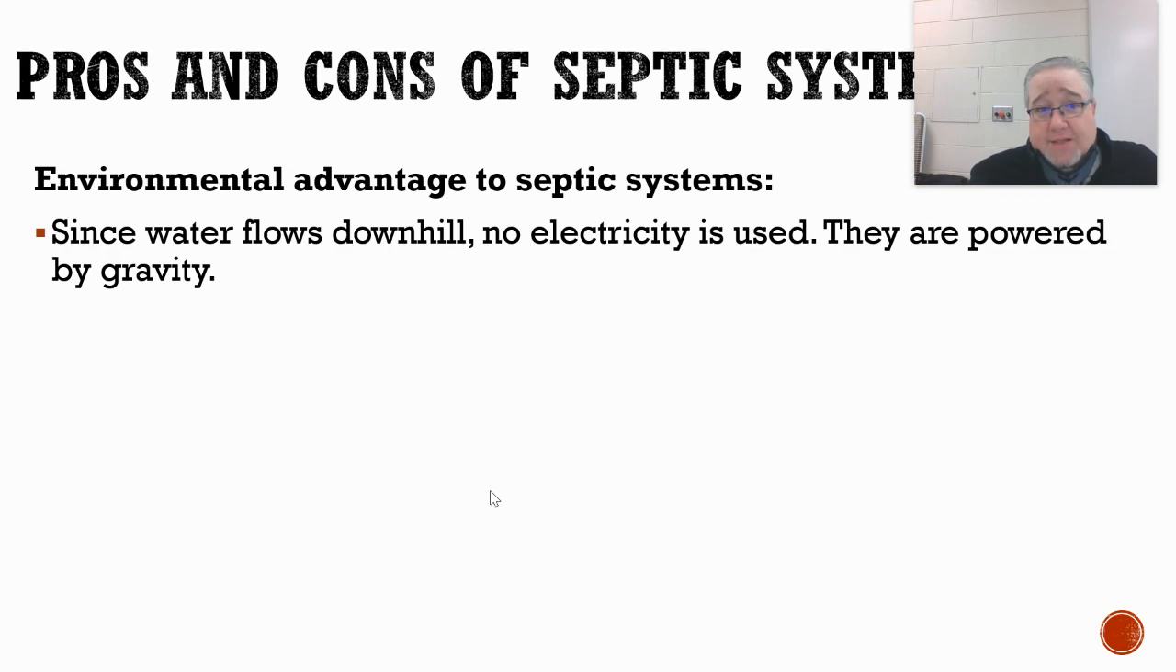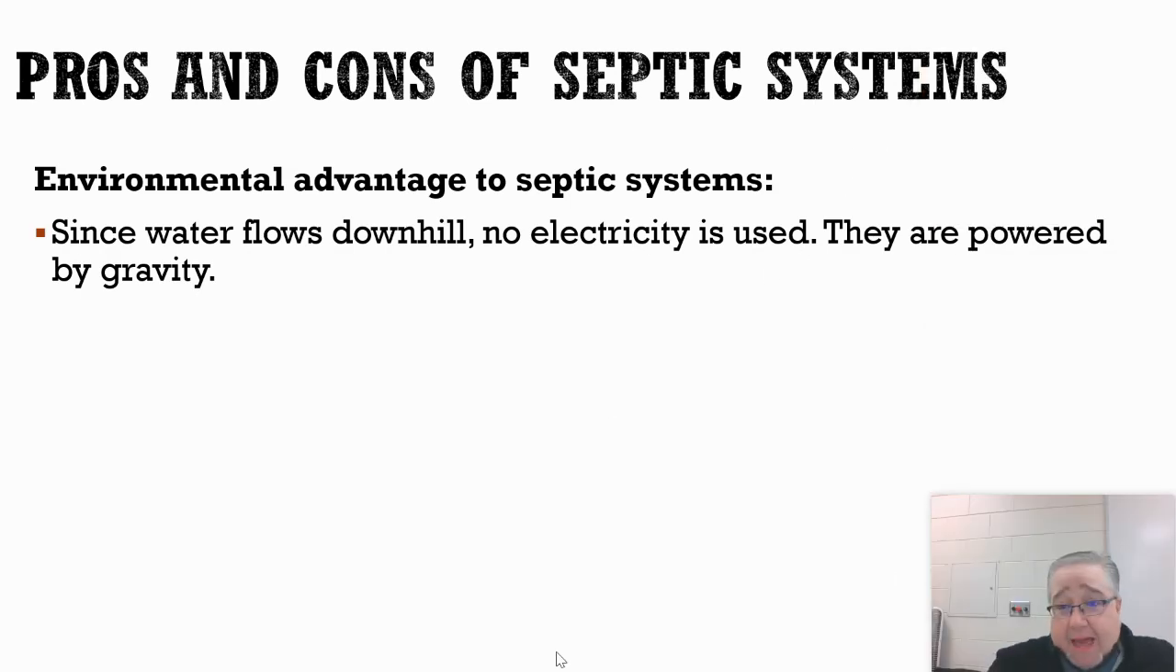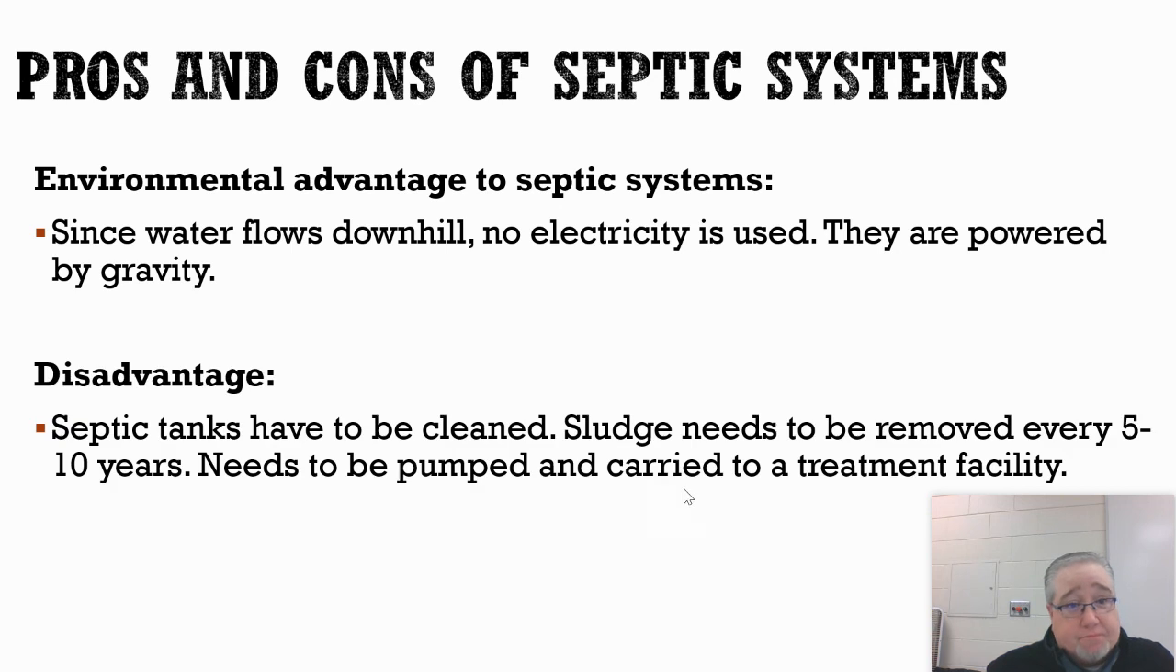Now, some pros and cons of septic systems. Number one, it doesn't really take any energy. It doesn't use any electricity. Water flows downhill, so by gravity. That's a nice thing.